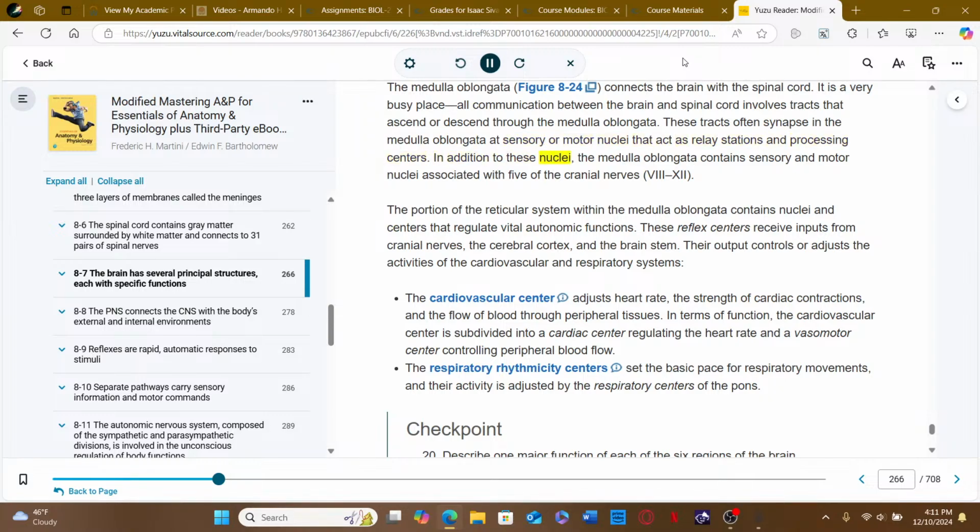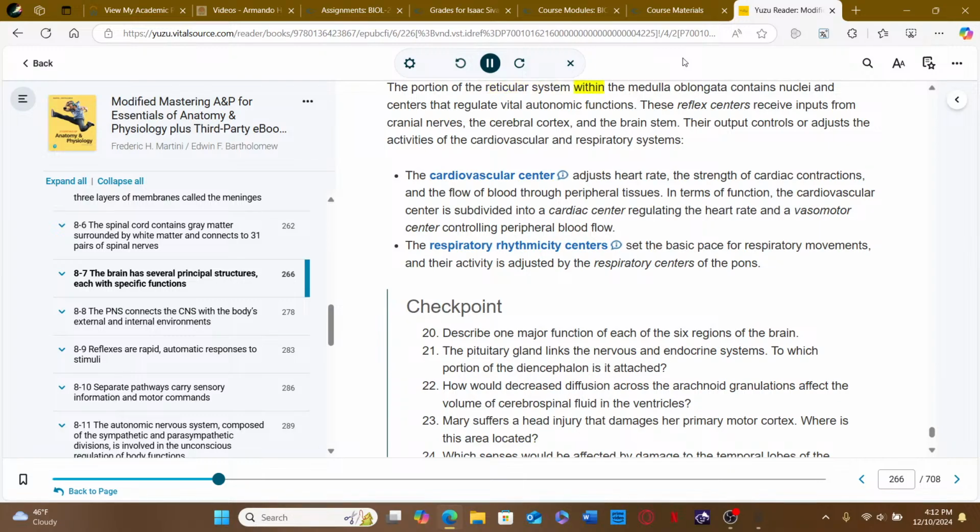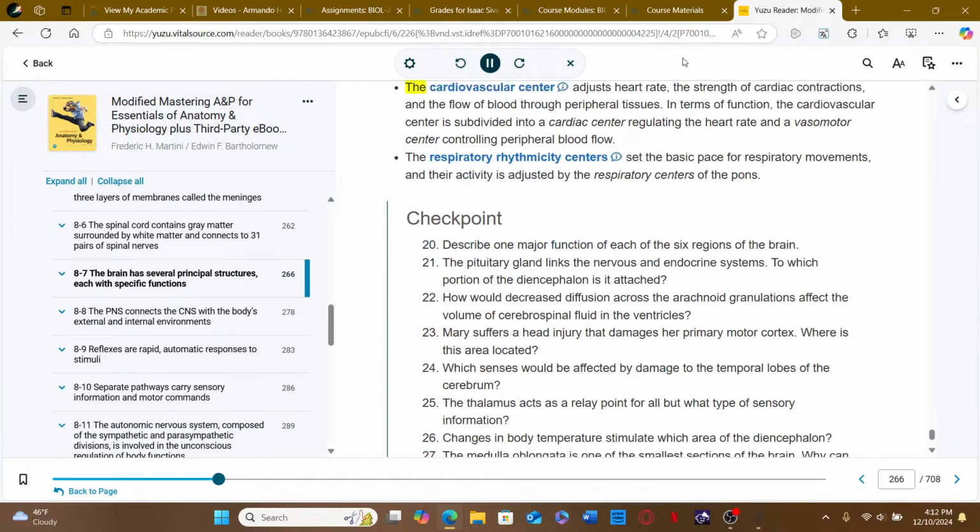centers. In addition to these nuclei, the medulla oblongata contains sensory and motor nuclei associated with 5 of the cranial nerves, 8 to 12. The portion of the reticular system within the medulla oblongata contains nuclei and centers that regulate vital autonomic functions. These reflex centers receive inputs from cranial nerves, the cerebral cortex, and the brainstem. Their output controls or adjusts the activities of the cardiovascular and respiratory systems.